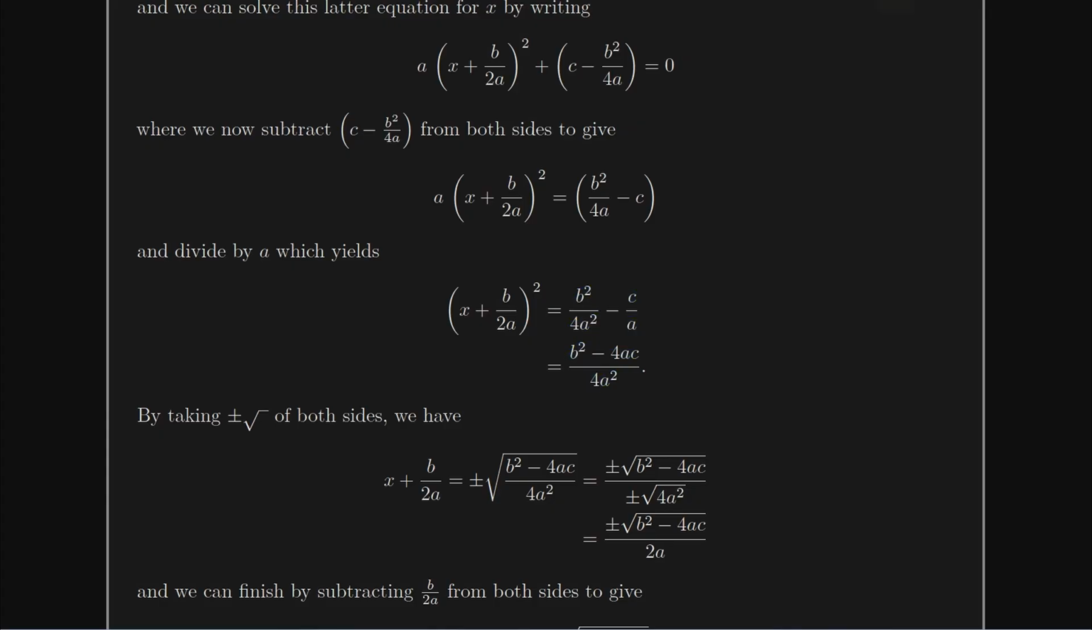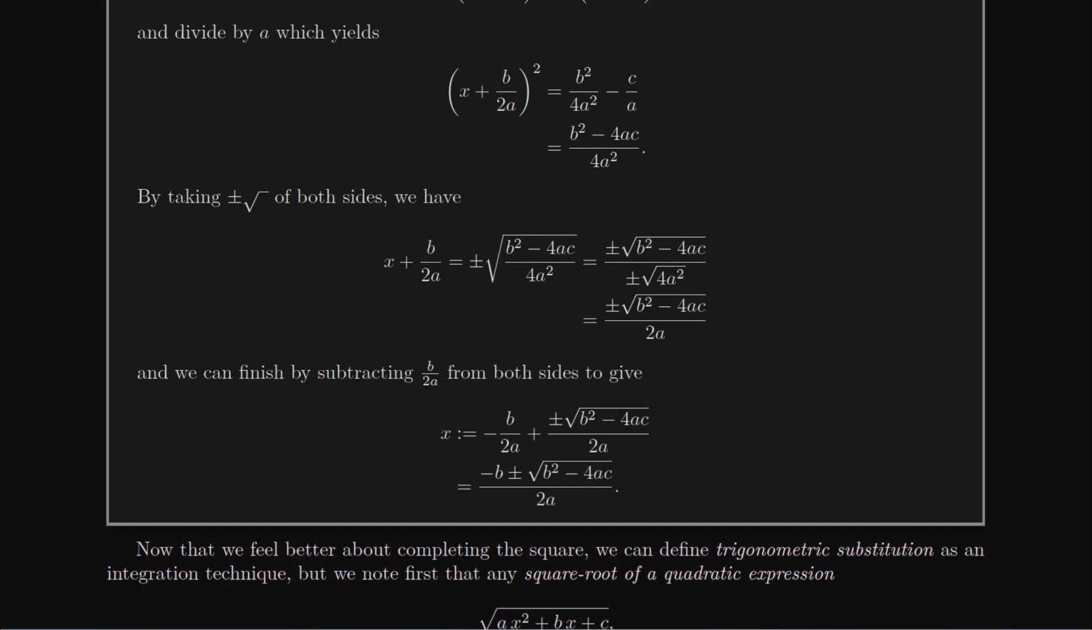And if I happen to take a square root to both sides, that'll be a plus or minus root b squared minus 4ac over 4a squared. If I want to distribute my square root to both the numerator and the denominator, my denominator is root 4a squared, also known as 2a. We're getting really, really close, right? Because we've got something like plus or minus root b squared minus 4ac over 2a.